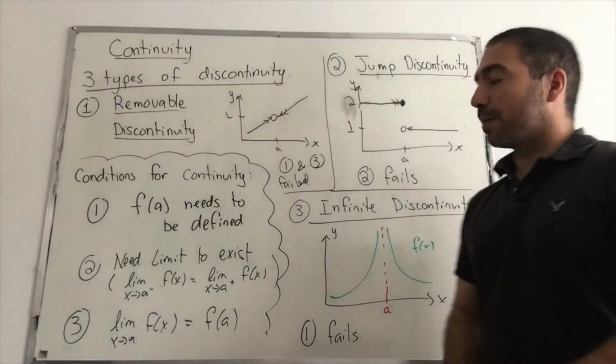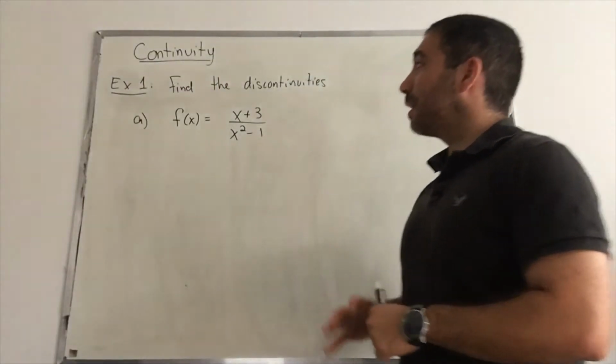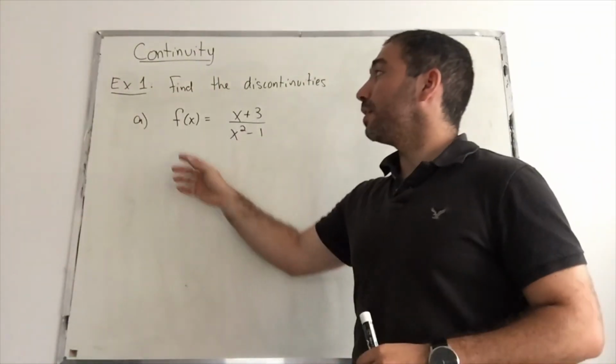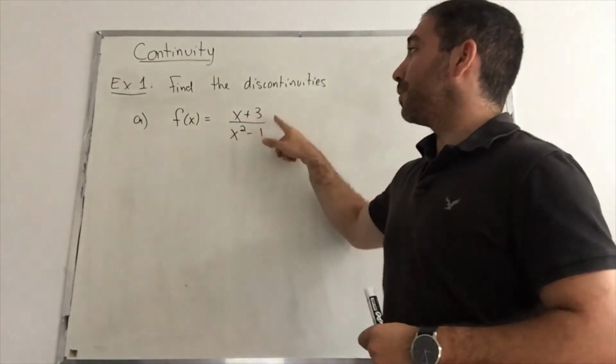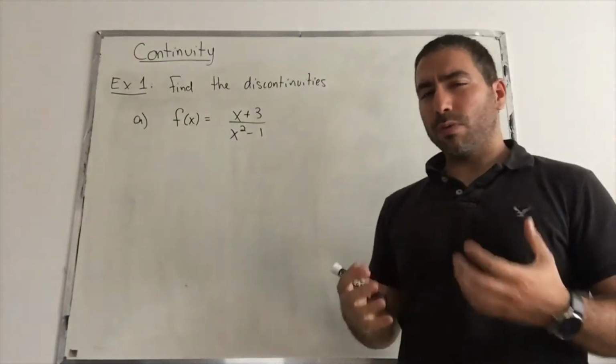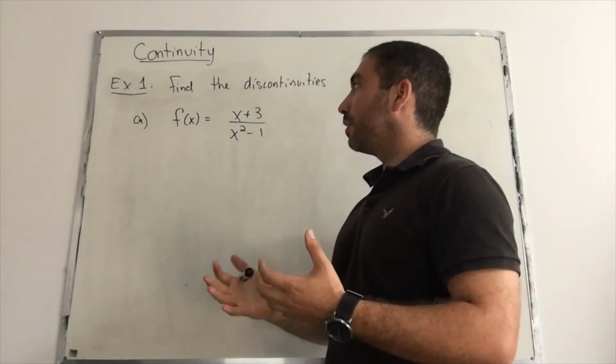Okay, so let's take a look at a couple of examples. Okay, so in this example here, they ask us to find the discontinuities. But instead of giving us a graph, now they give us a function. So we have f of x equals x plus 3 divided by x squared minus 1. So how do we find the points of discontinuity?